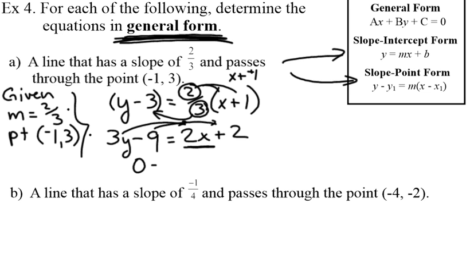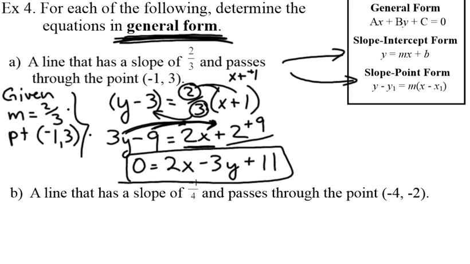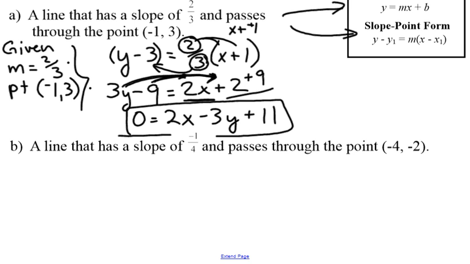So we're going to be left with 0 equal to 2x stays where it is. 3y goes over to be a negative 3y. Negative 9 goes over to be a positive 9. And the 2 plus 9 leaves us with 11. There's the general form for the information that's given. But we couldn't start with the general form because the general form isn't created from information. It's created by manipulating other forms.